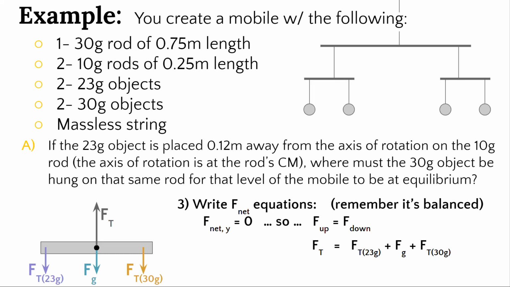So my upward force is Ft, this one right here, and it has to be equal to the sum of these 3 downward forces, Ft of my 23-gram mass plus Fg of the rod plus Ft of my 30-gram mass. All together should be equal to the tension pulling upward on the rod. So that, again, net force is 0. I don't have any x direction forces, so I don't really have anything to write in that regard, but those are my F net equations for the y direction.